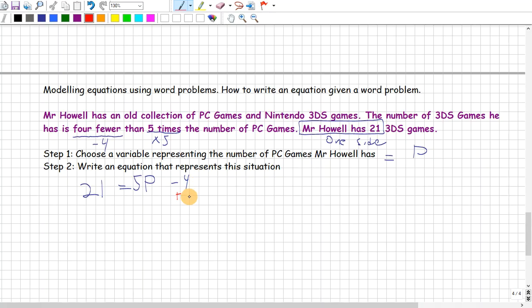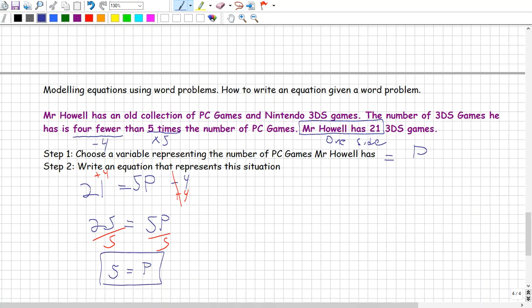So I'm going to add 4 to both sides to get rid of the 4. On the left-hand side, I'm left with 25, which is equal to 5P. And because this is 5 times P, I'm going to divide both sides by 5. So I get a value of, oh, this is way off. I mean, this is correct in terms of this question, but not in terms of reality. So 25 divided by 5 is, of course, 5. And that's equal to my value for my old PC games.